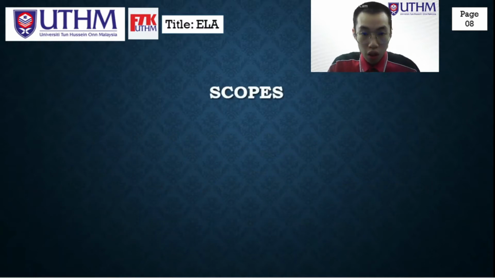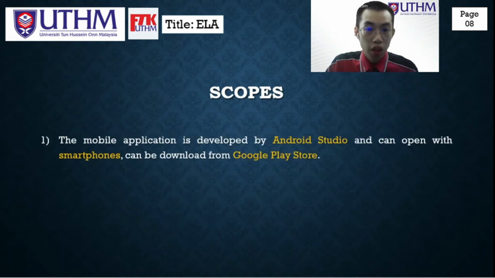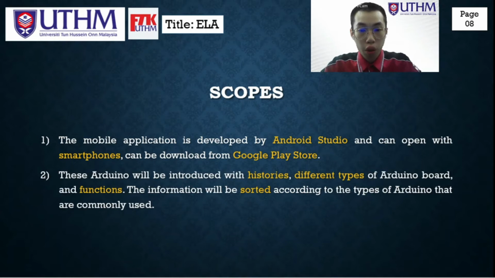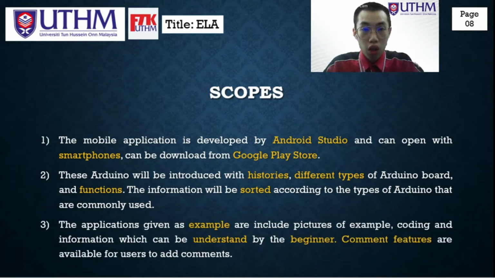These objectives are followed by scopes, such as the application is developed with Android Studio and can be opened with a smartphone downloaded from Google Play Store. And then Arduino will be introduced with its history, different types of Arduino board and function. The information will be sorted according to the types of Arduino that are commonly used. Third, the applications given as examples include pictures, coding and information which can be understood by the beginner. A comment feature is available for users to add comments.